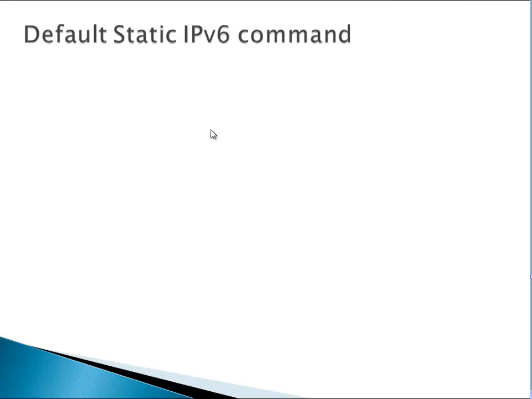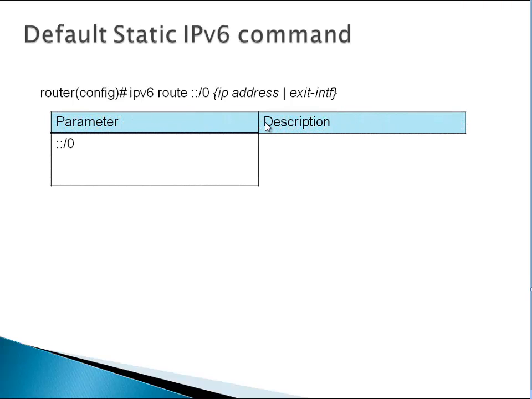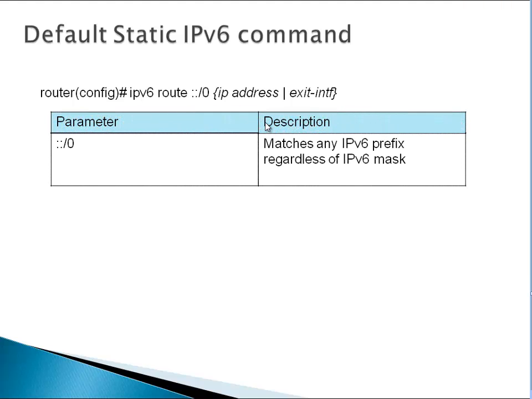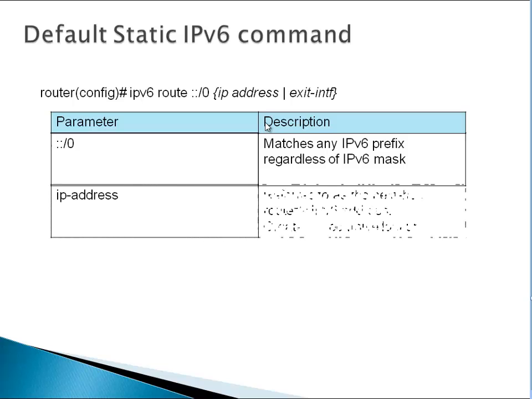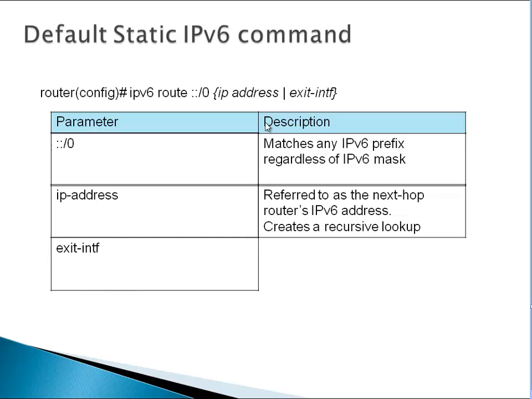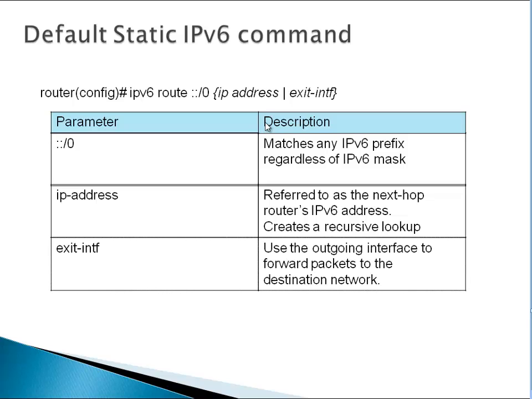Default static route IPv6 commands. The default in IPv6 we just say ::/0, any prefix, and then again the exit interface or the neighbor's IP address. For example, ::/0 matches any IPv6 prefix regardless of what mask they have. And then we talked about the IPv6 IP address and exit interface. Remember, when you do IP address, this will create a recursive lookup.